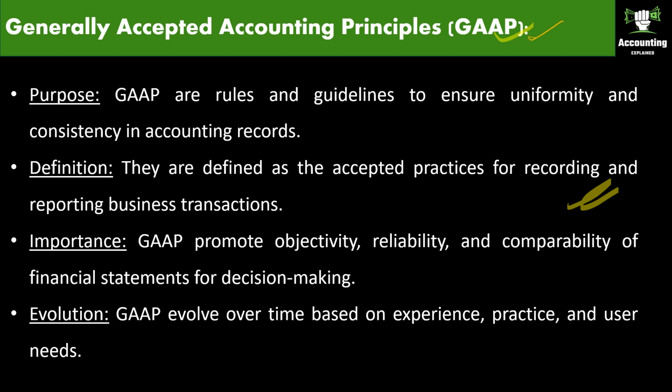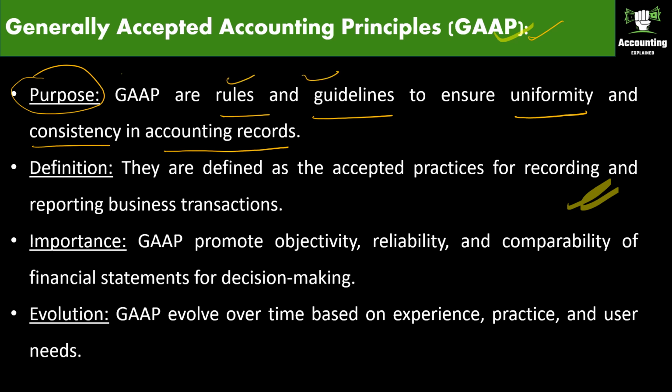GAAP. What is the purpose of GAAP? GAAP are rules and guidelines to ensure uniformity and consistency in accounting records. Previously we saw there should be consistency in reporting. All those rules and guidelines are given by GAAP, that is, generally accepted accounting principles.